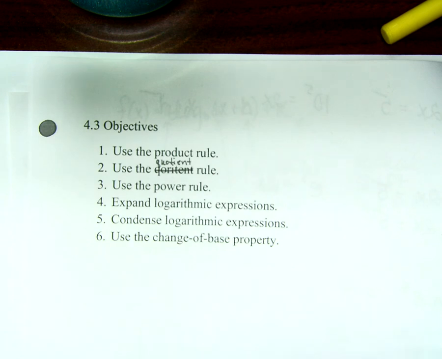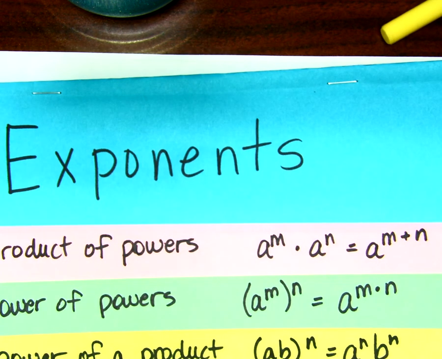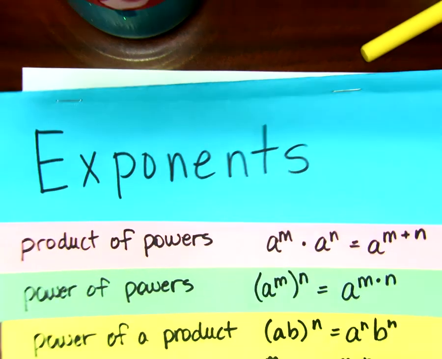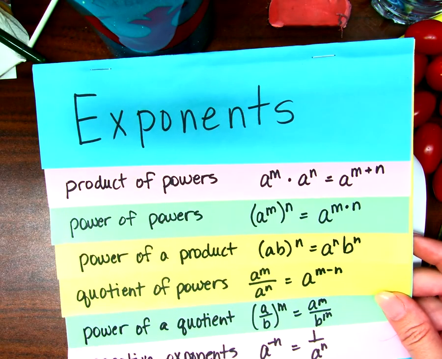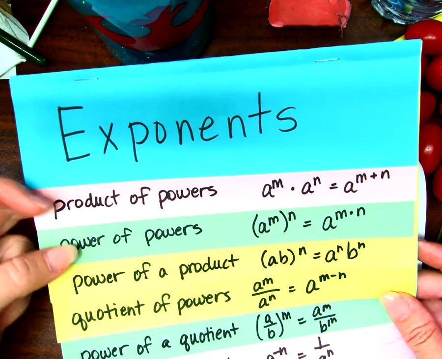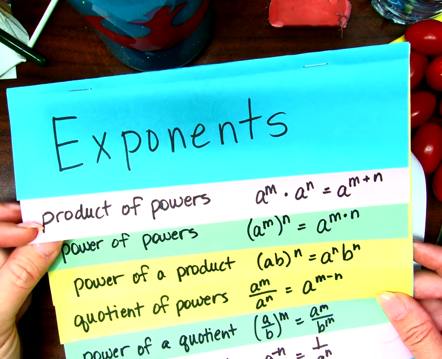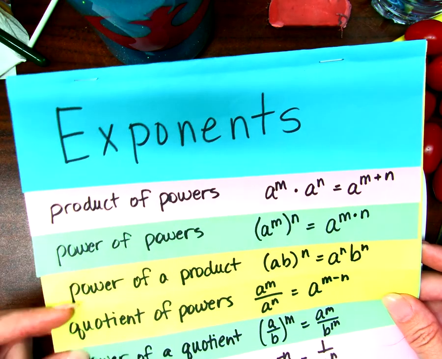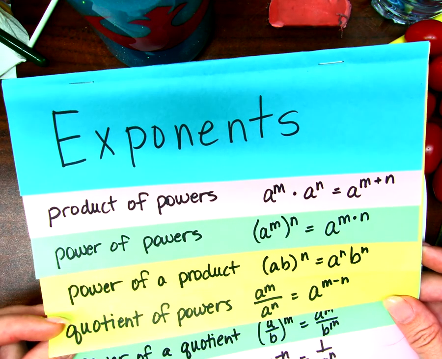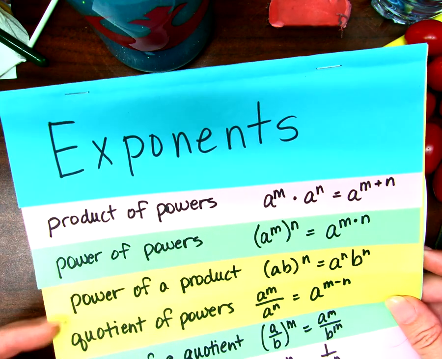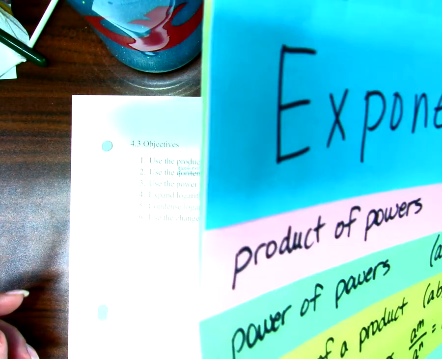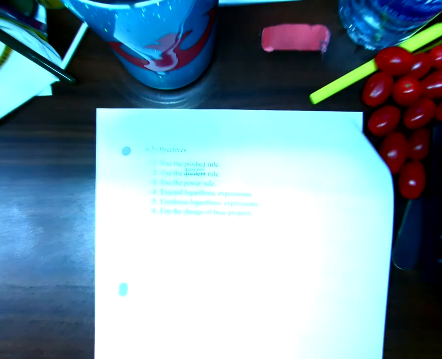I don't know if you remember this that we made, our exponent foldable. You remember this? The three rules that we're going to use are on here. We call them the product of powers, the power of powers, and the quotient of powers. So you already know them. You've seen them. They're called a different thing in this curriculum, in this textbook, just so you know. So you have seen them.